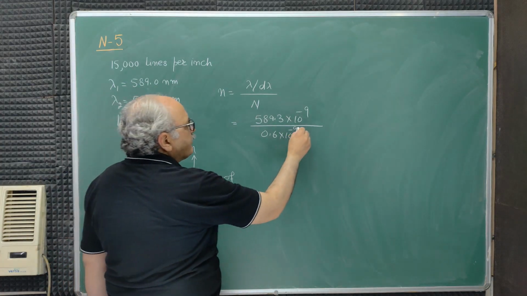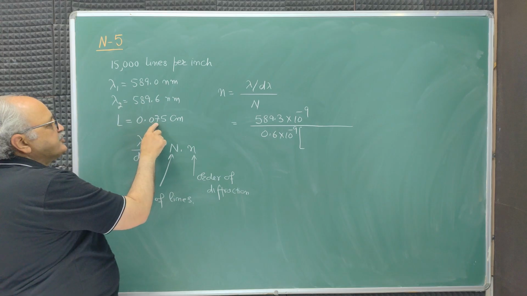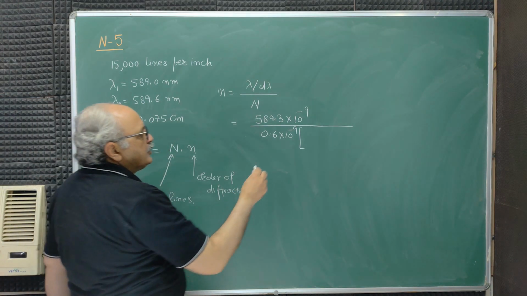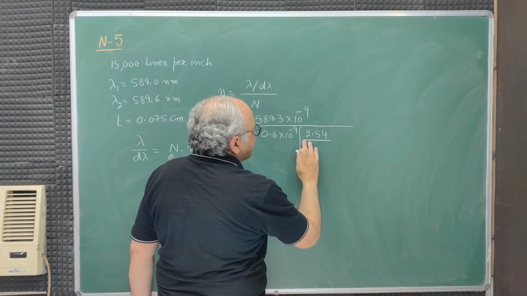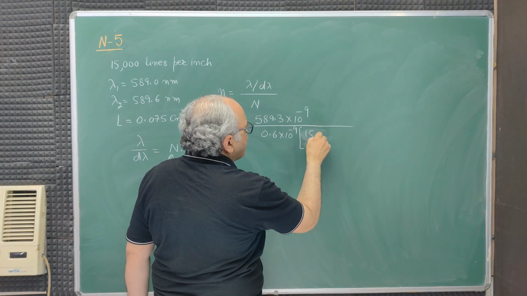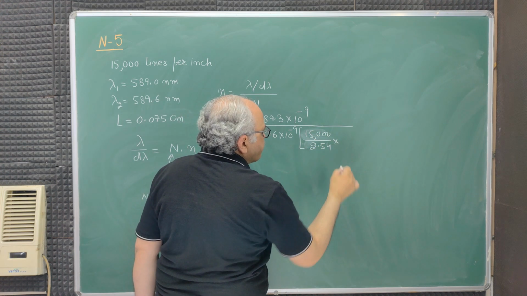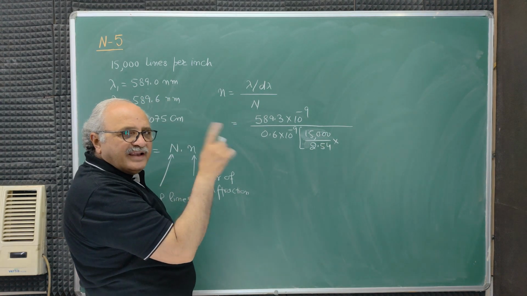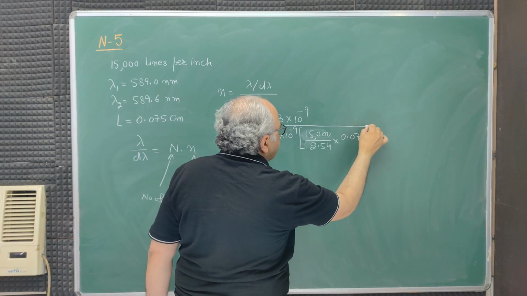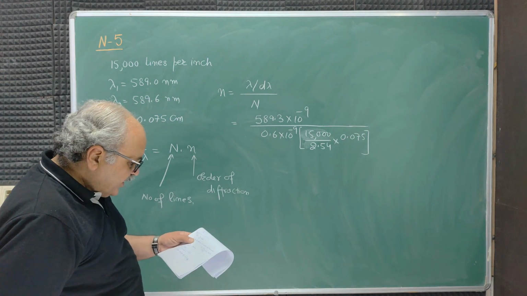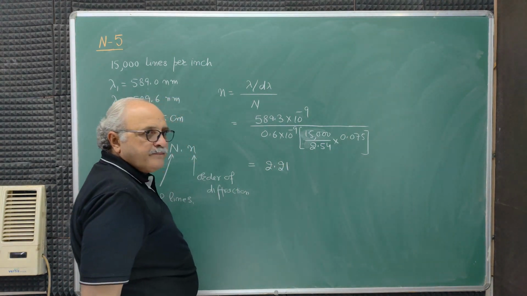And to calculate the number of lines exposed, since it's given to us that the length is 0.075 centimeter, it is given that 2.54 centimeter contains 15,000 lines. So 15,000 lines per 2.54 centimeter multiplied by the length which has been exposed, that is 0.075 centimeter. This will give you the order. If you calculate this, you will find the value comes out to be 2.21.